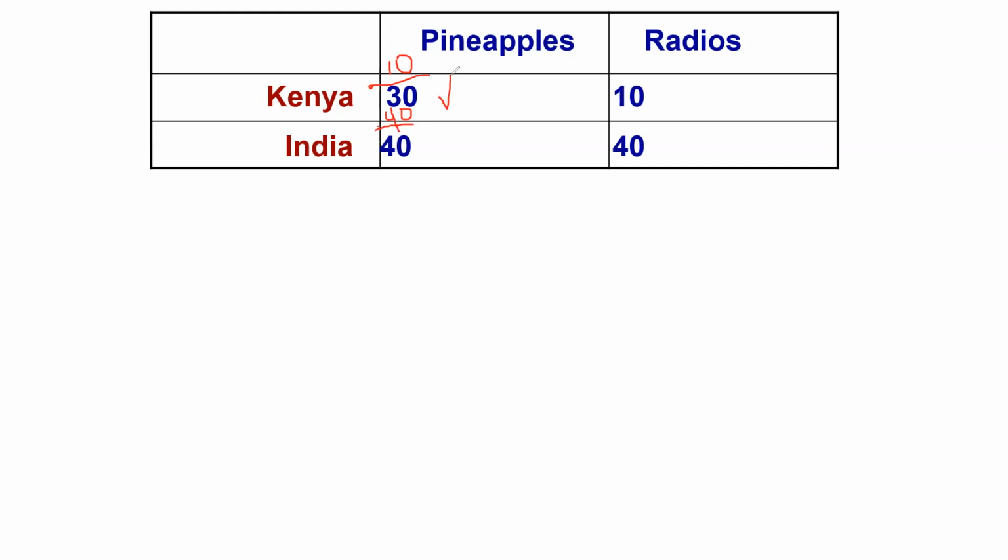You said the radios are 10? Right. So if we're doing here, the radios are 10 for Kenya. I said other over. So what would be the other? What's the other number? 30. 30. Right. Good job. So you go 30 over 10.